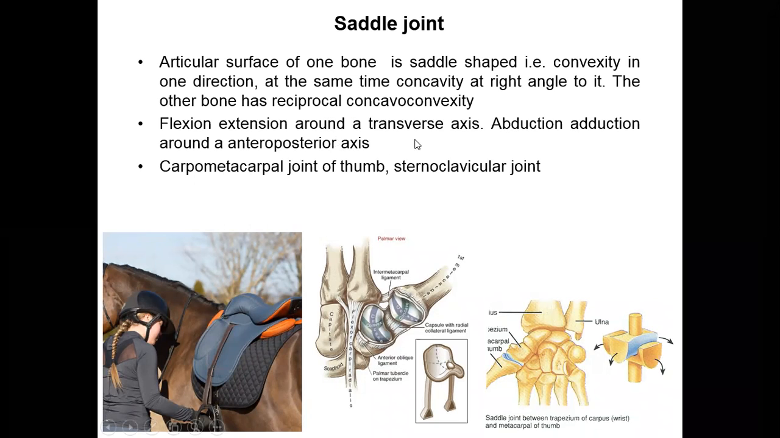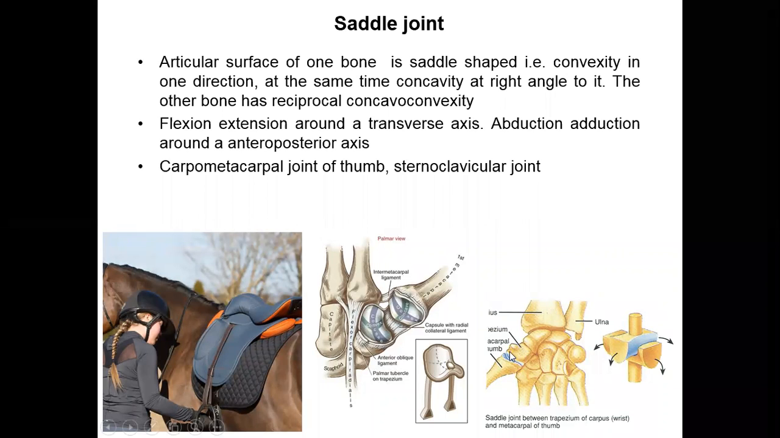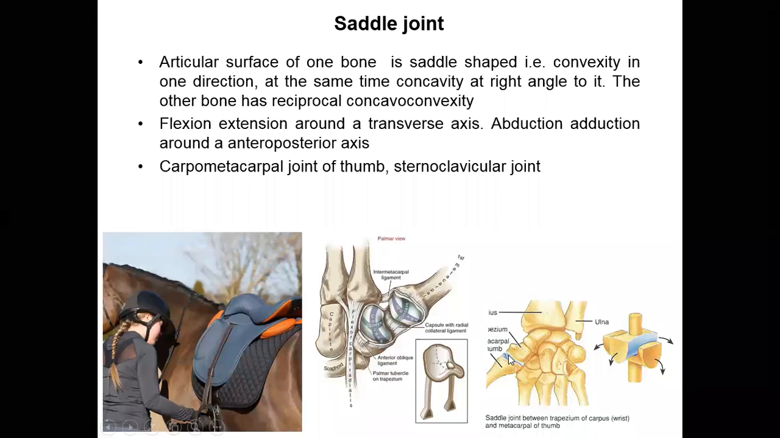So flexion, extension is possible here, abduction, adduction also possible. Example here, carpometacarpal joint of thumb. So here it's very clear that it has a convex surface, concave surface. Now here it has got this bone. It has got convex and concave surface. That's why I said reciprocal surfaces. But remember, the articular surface of the one bone will have two surfaces, convex and concave. Now the other bone will have reciprocal surfaces.